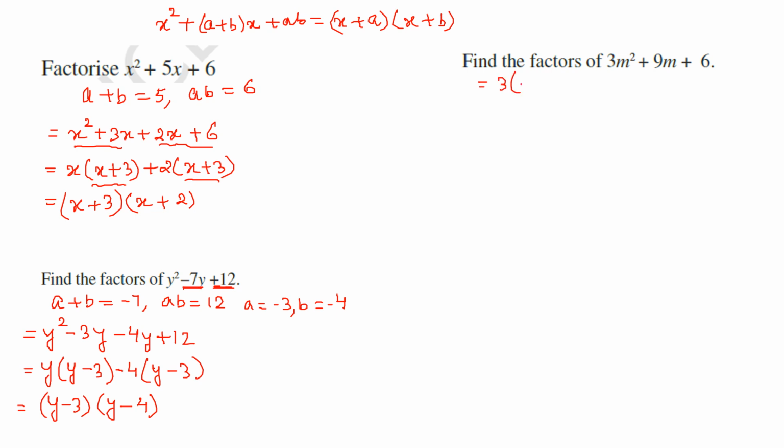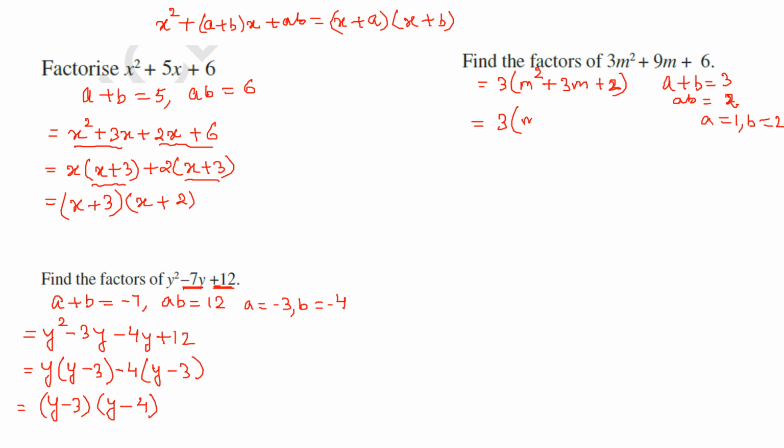So if I take 3 common, it will be m square, 3 into 3 will give me 9, plus 3 into 2. Isn't it? So now I have to factorize m square plus 3m plus 2. Again, you have to find two numbers whose sum will be 3 and whose product will be 2. Product 2 means it will be 1 into 2 only. So if I take A as 1 and B as 2, A plus B will give me 3, A into B will give me 2.